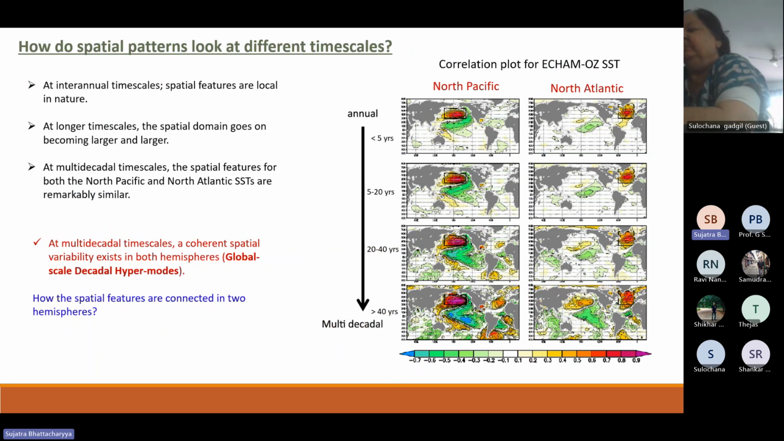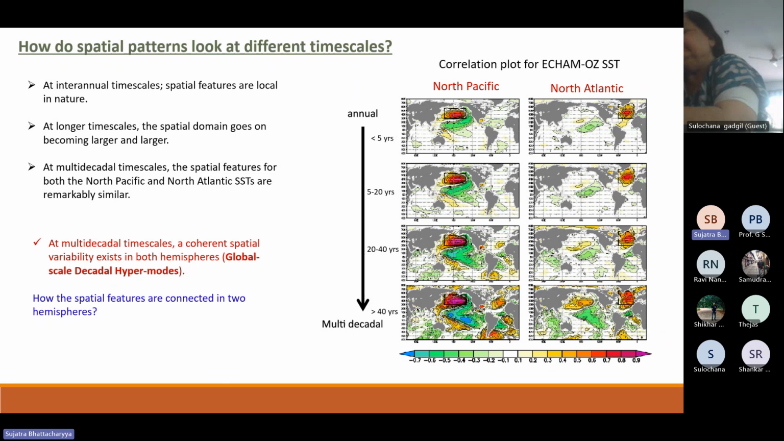So the SST over this region is correlated with the SST in the surrounding region, not at any other place, which makes sense. Same is the case with North Atlantic also. So you can see that the features are very regional in nature. However, as they go on from annual to decadal to multi-decadal time scales, we see that the spatial features go on becoming larger and larger for both cases.